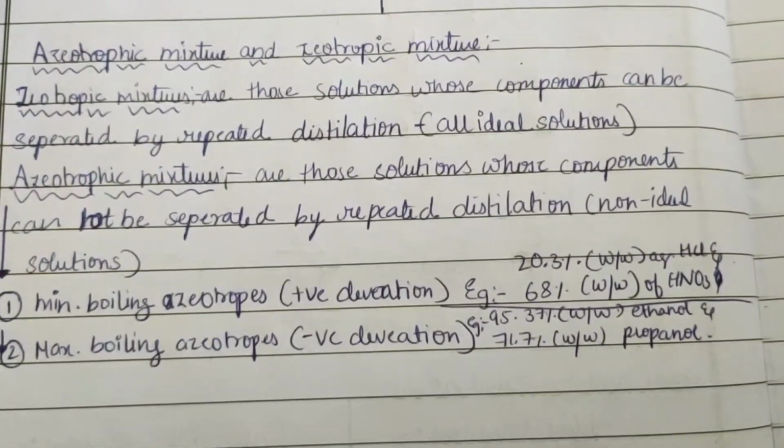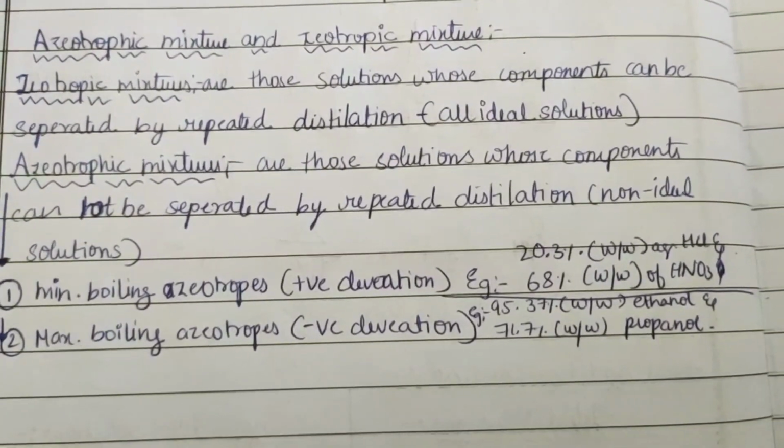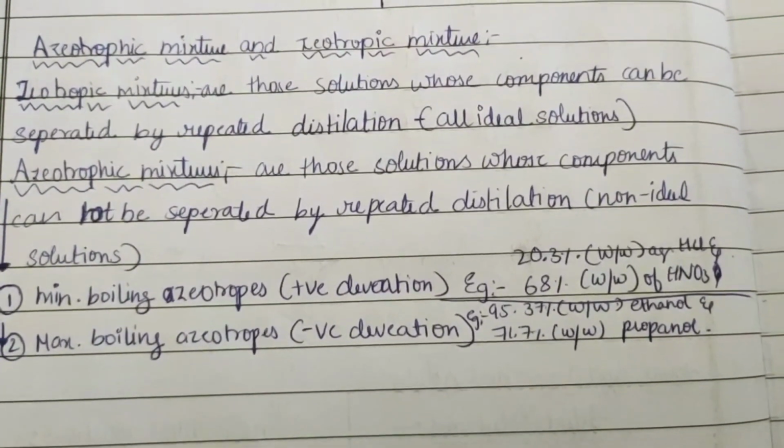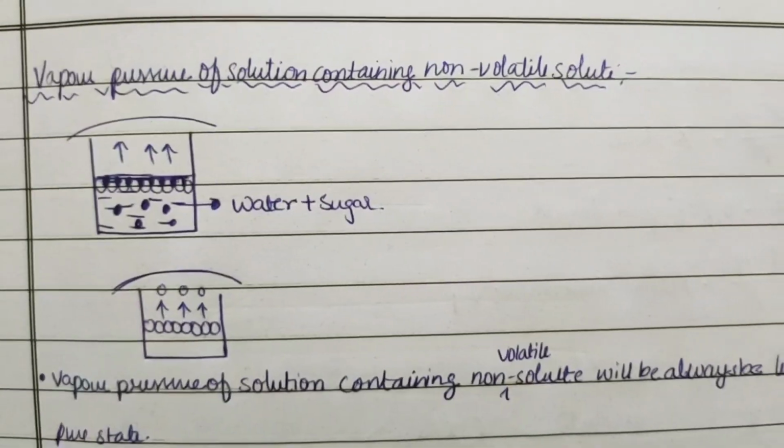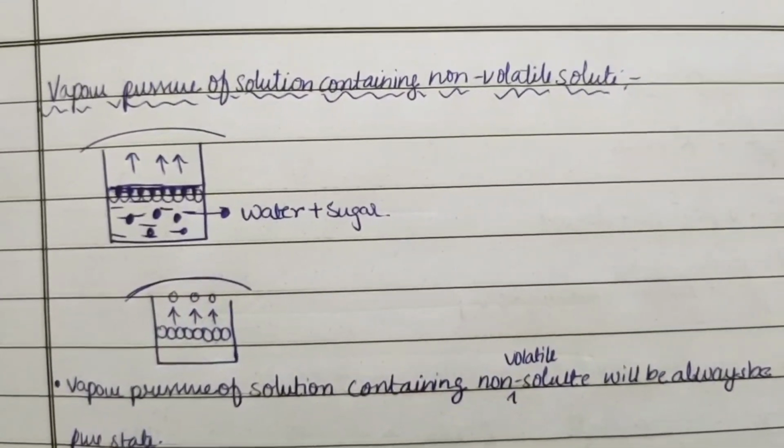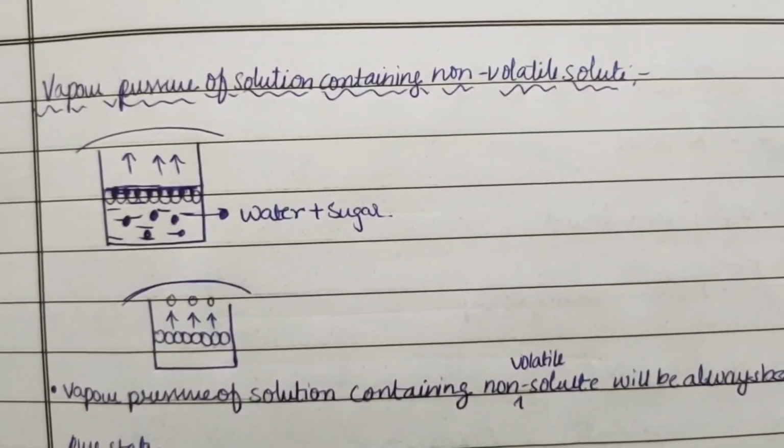Example, 95.37% W by W ethanol and 71.7%. Now let us discuss vapor pressure of solution containing non-volatile solute.